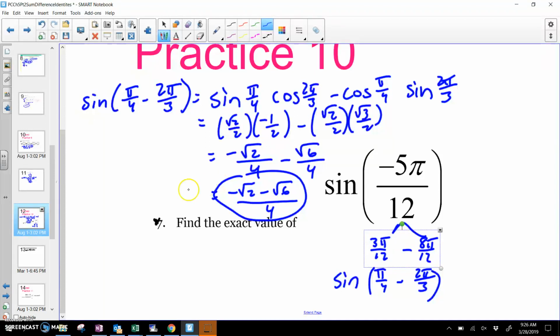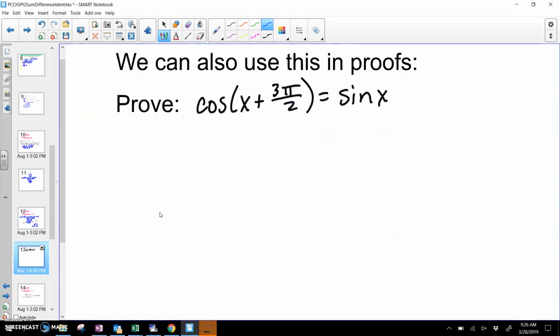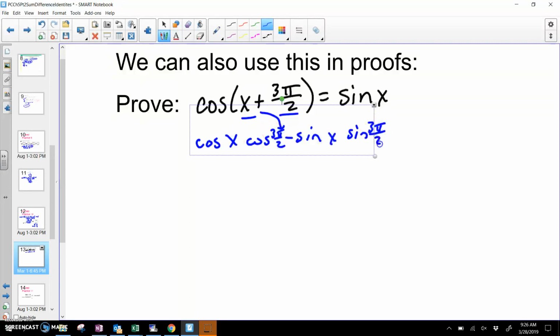One quick proof, just to connect this to what we're doing. We can also use these in proofs, and you will do that from time to time. So if I see the cosine of x plus 3 pi over 2, and I have to get it to be the sine of x, because I notice that there's a sum of two angles, I use cosine, cosine, sine, sine, and I know the sine tells me to switch it from a plus to a minus. Alternate my angles: x, 3 pi over 2, x, 3 pi over 2.